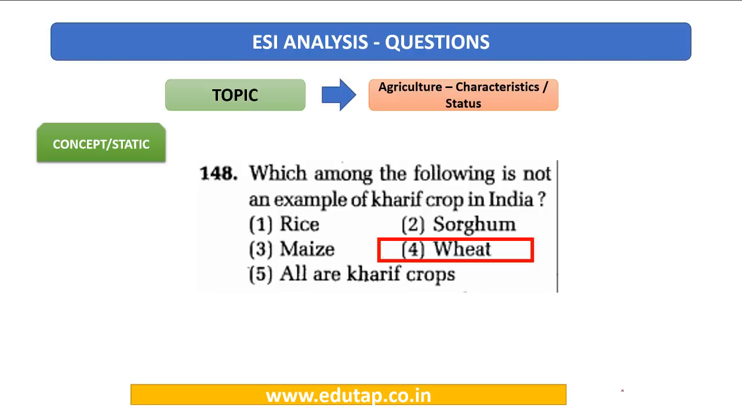Next question, which among the following is not an example of kharif crop in India? So the answer to this question is wheat. It can be linked to agriculture, characteristics and status, right? So this kind of question is a concept question. They're not asking you any deep details about it. You should know what is kharif crop, what is rabi, what is zaid crop. So these are some of the basic concepts in agriculture. Without this, you would never start reading agriculture. So they have asked very basic level questions.